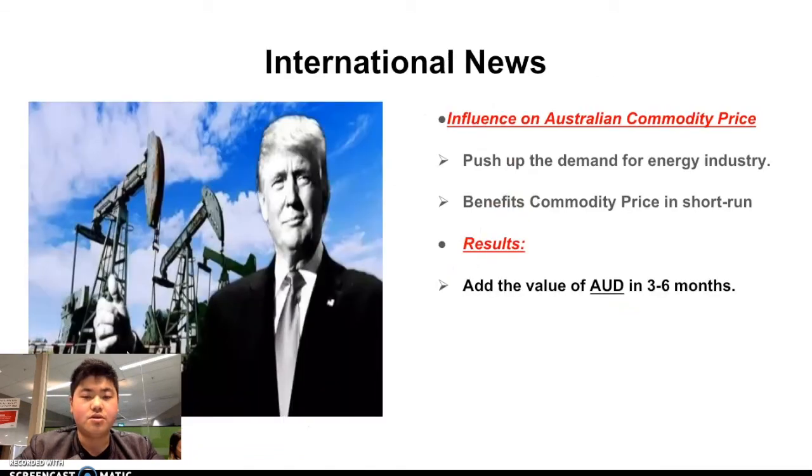Here is some international news to forecast the future trend of AUD against USD. Australia is the largest exporter of oil and energy. Trump's energy plan will promote high demand for those Australian domestic commodities, which leads to an increased value of the AUD. It will also push up the demand for the energy industry.